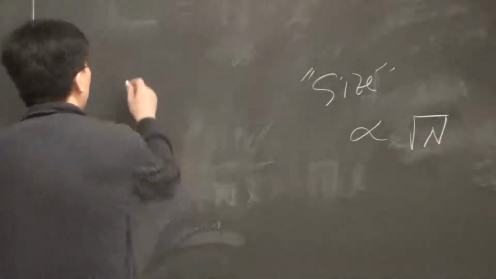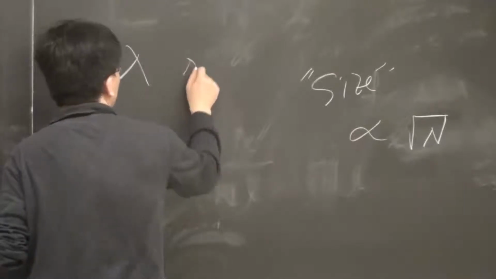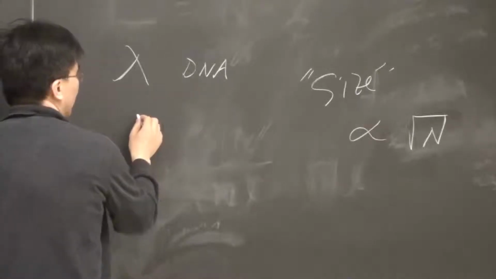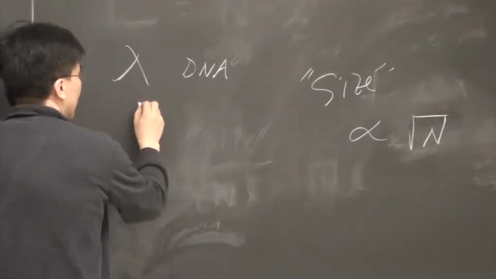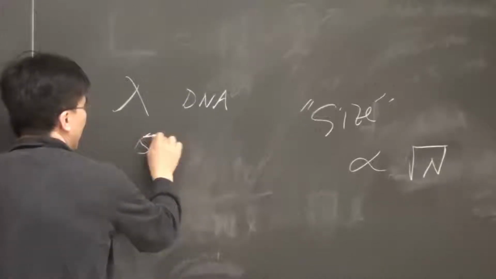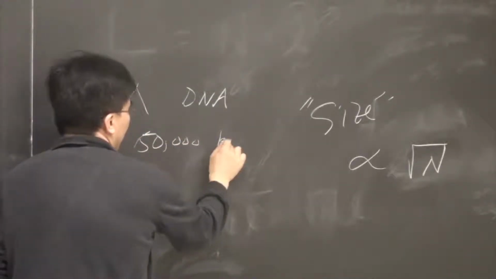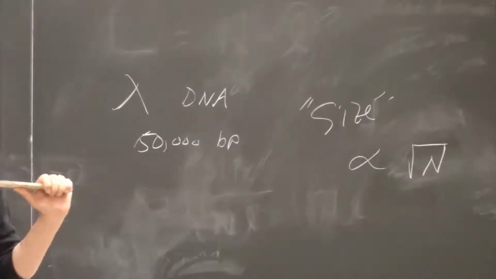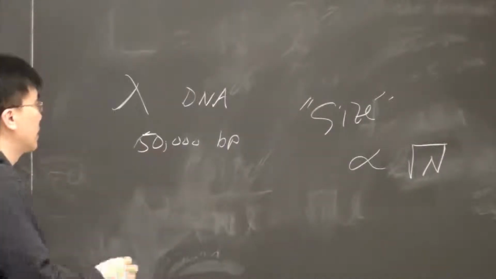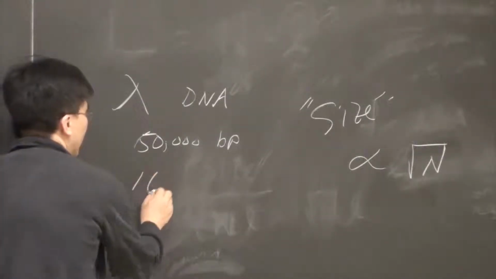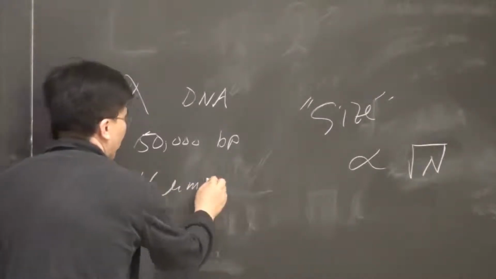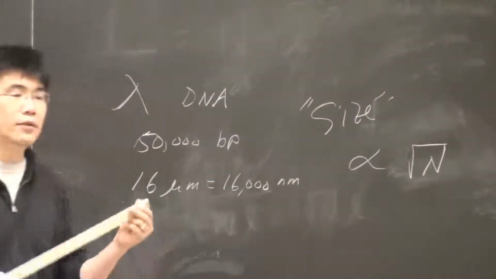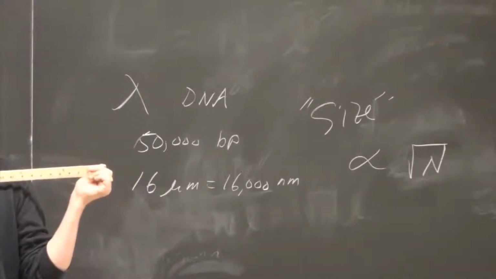So for the lambda phage DNA that we discussed at the end of the lecture last time, this has 50,000 base pairs in length. It is the genomic DNA of a virus infecting an E. coli cell, 50,000 base pairs long, and approximately 16 micrometers in length, fully stretched.